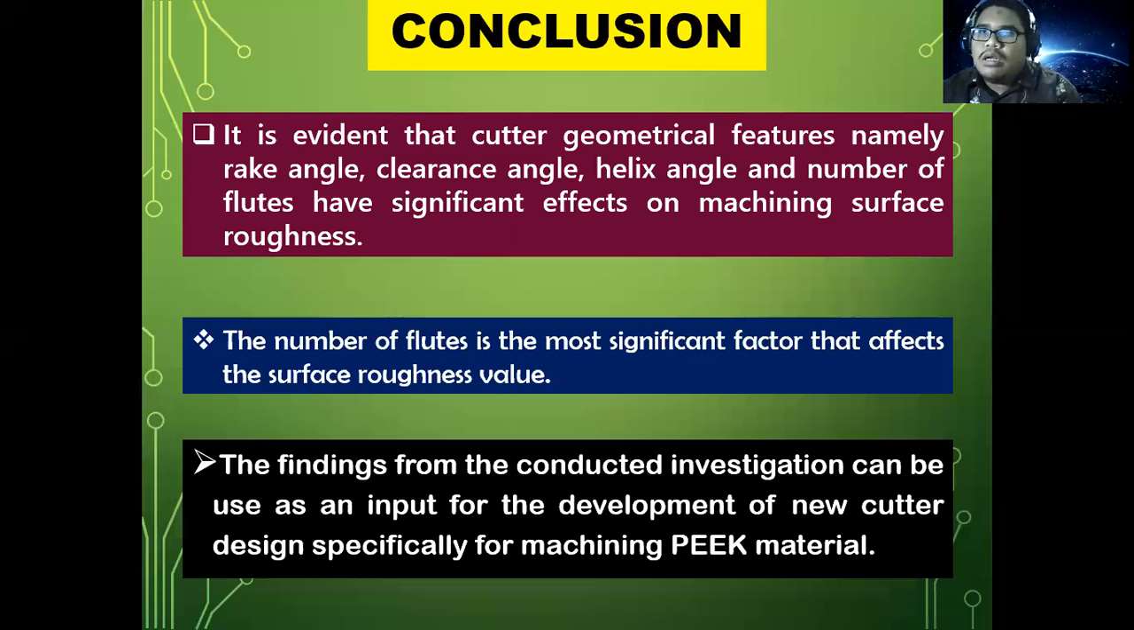So, the conclusion: it is evident that cutter geometrical features, namely rake angle, clearance angle, helix angle, and the number of flutes, have significant effects on machined surface roughness. The number of flutes is the most significant factor affecting the surface roughness value. The findings from this investigation can be used as an input for the development of a new cutter design specifically for machining PEEK material.